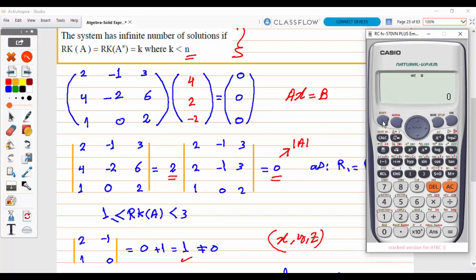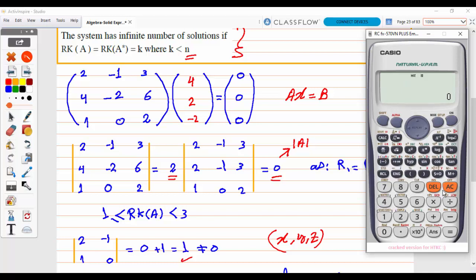So we get out here again. We choose dimensions. Here it is 3 by 1. No, I'll call it matrix C. So we press 3, of dimension 3 by 1. We press 3 again, and the first element is 4, the second element is 2, the third element is negative 2. And we go out, press AC.